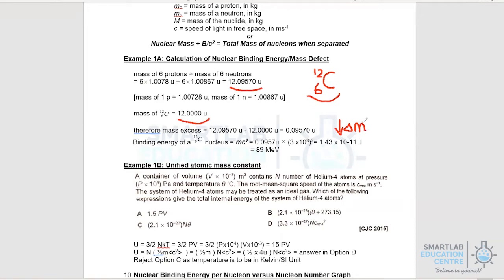And hence, because of the decrease in mass, the binding energy using the formula E equals mc squared will give us a value of 89 MeV. Alternatively, there's another way to explain it.